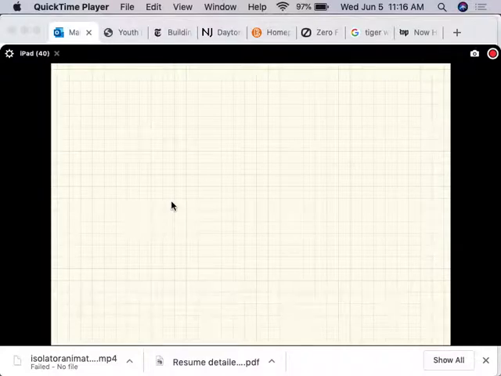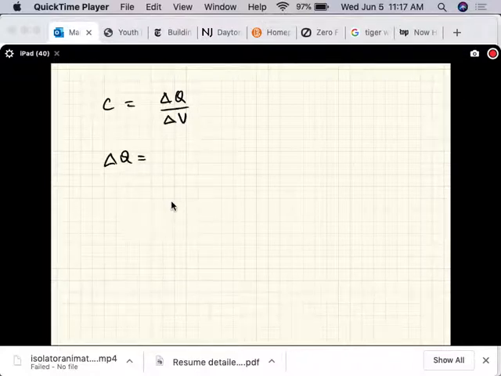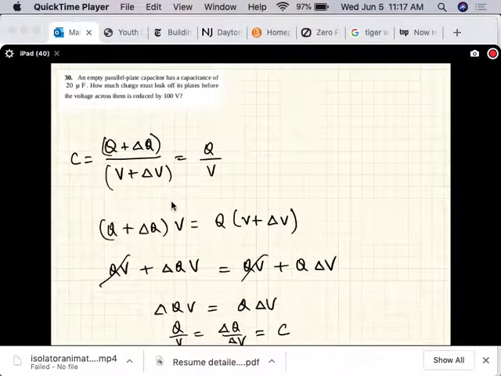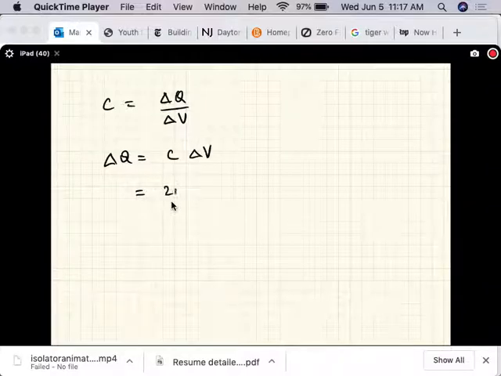All right, so this much charge must leak out for it to drop by 100 volts: C times delta V. And what is C? 20 microfarads.